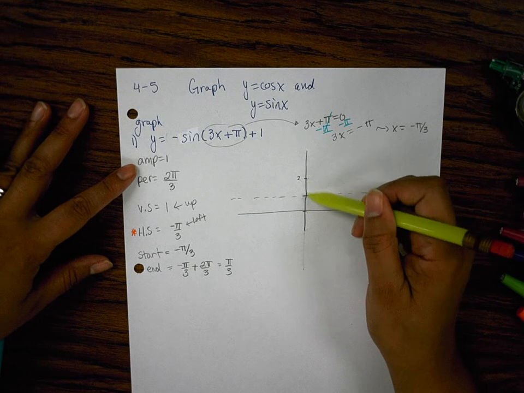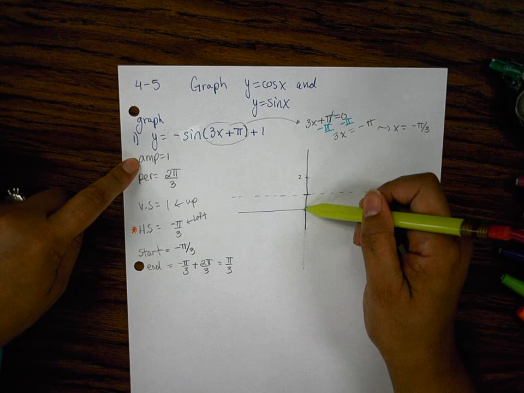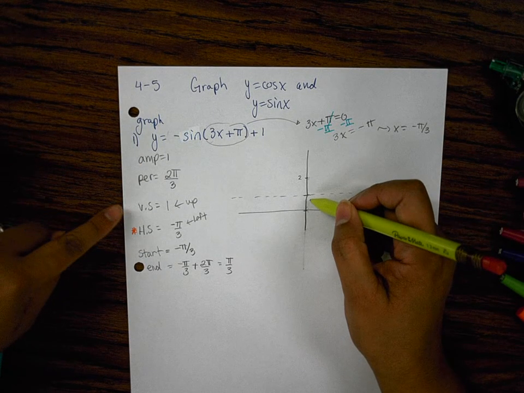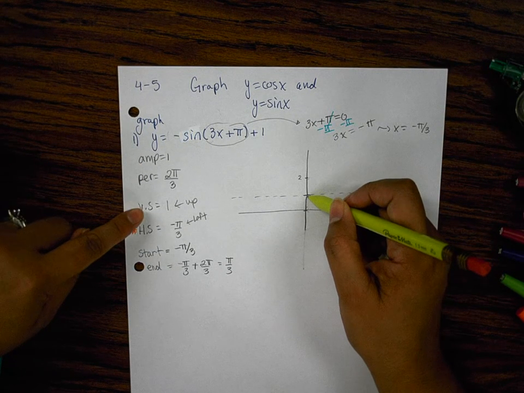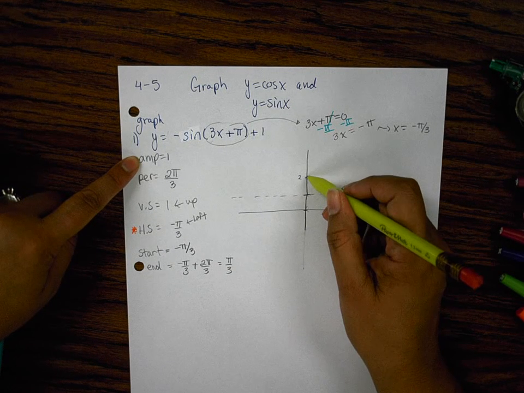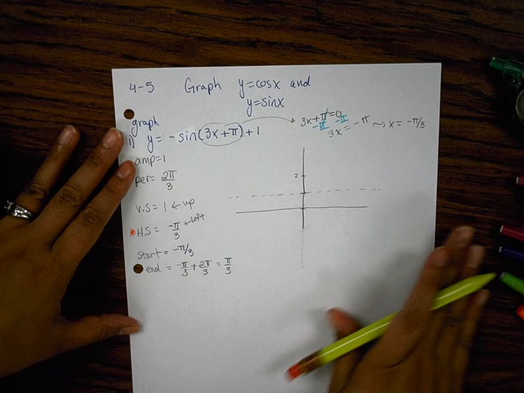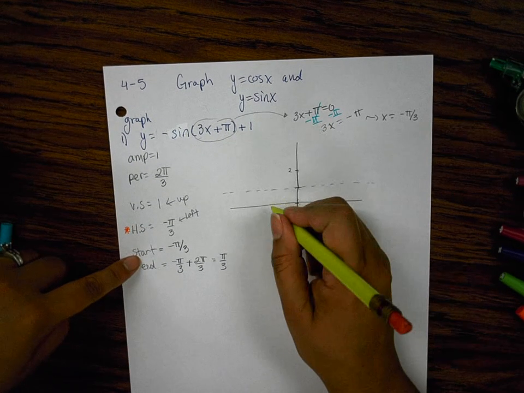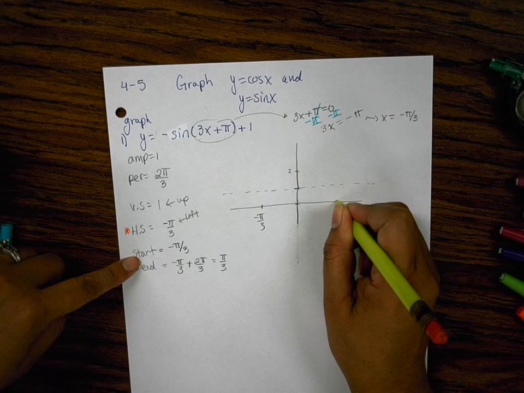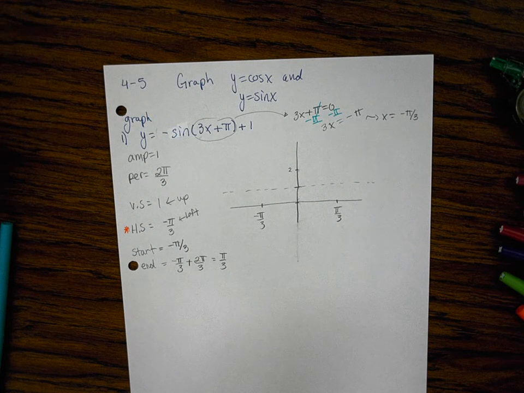What's the length between 2 and 0? 2. What's 2 cut in half? 1, the length of the amplitude. So again, I shifted up 1 because that was my vertical shift. And from there, my amplitude is 1, so up 1 and down 1. Up 1 to 2, down 1 to 0. Okay, let's get our start and end. Our start is negative pi over 3. Our end is positive pi over 3.